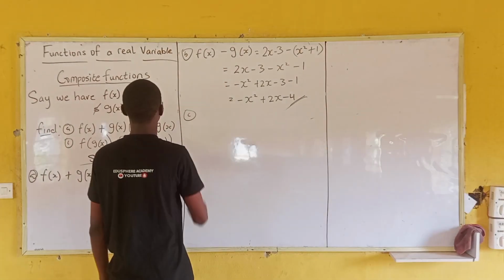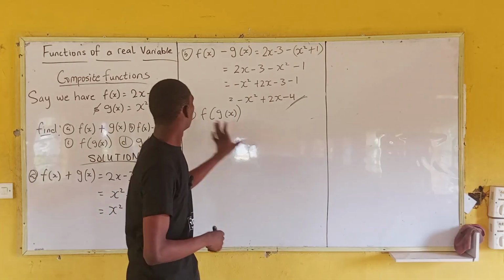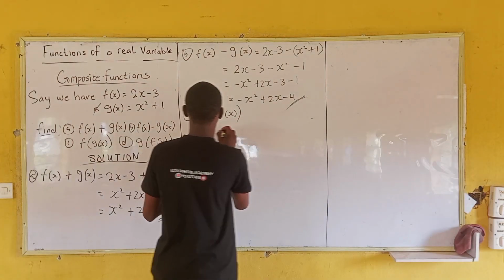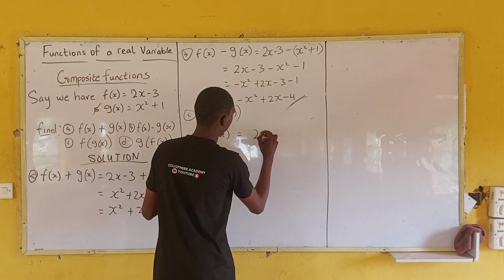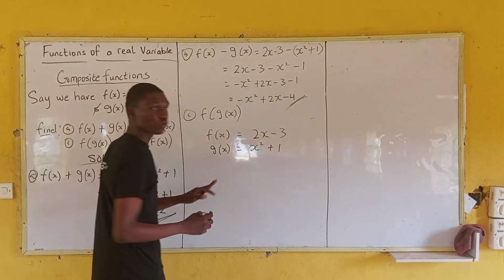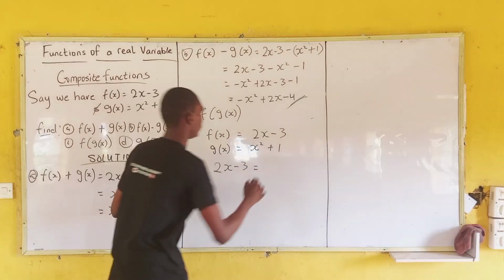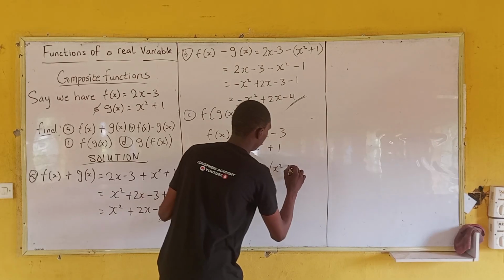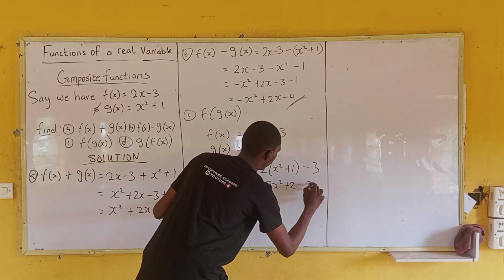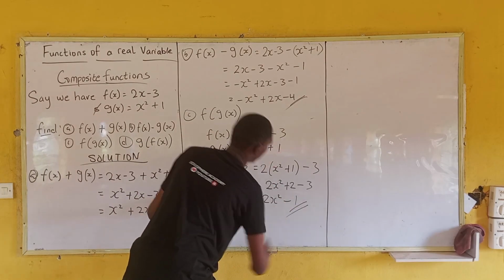So moving on to the third one, c. I said f of g of x. What they mean in this part is that wherever you see x in the function f of x, you substitute g of x. All right, let's move on. So we have f of x to be 2x minus 3, and our g of x is x squared plus 1. In our f of x, we know it's 2x minus 3, but then we are going to write it as 2 open bracket x squared plus 1, then minus 3. That is 2x squared plus 2 minus 3, and 2 minus 3 is minus 1, so that will be 2x squared minus 1, and that will be our final answer.